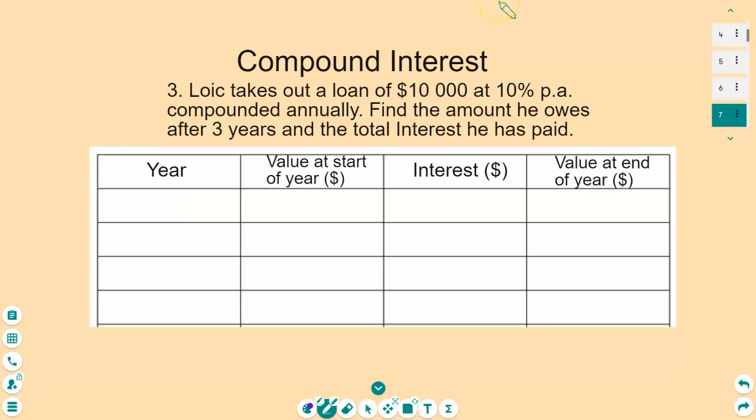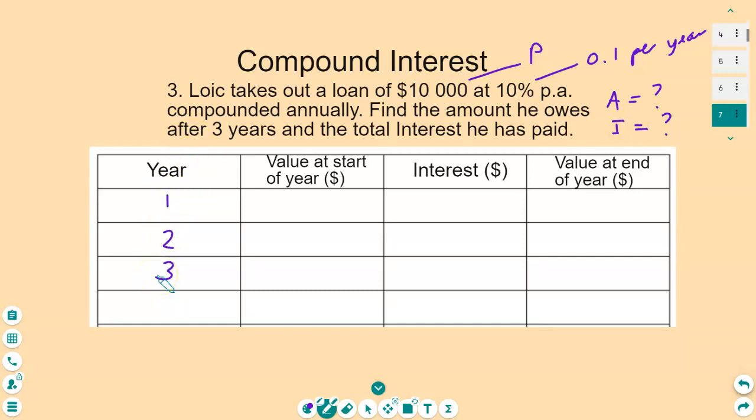Okay. So again, takes out a loan of 10,000. P, the principal, the initial value, 10% per annum. Well, we changed that before. It was 0.1 per year. We had to convert it to a decimal. Find the amount here after 3 years and the total interest he has paid. So again, amount, and total interest he has paid, 3 years.